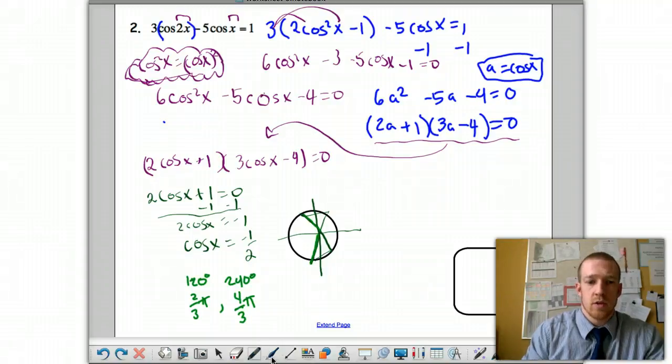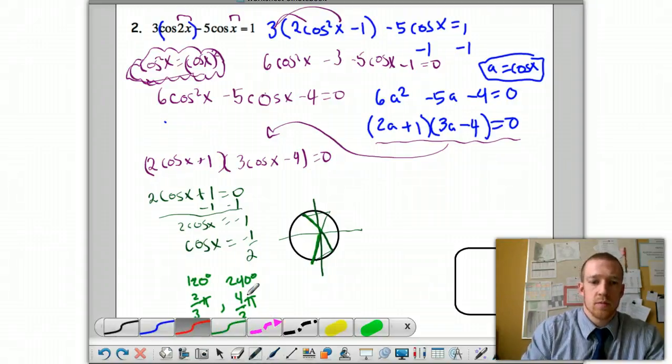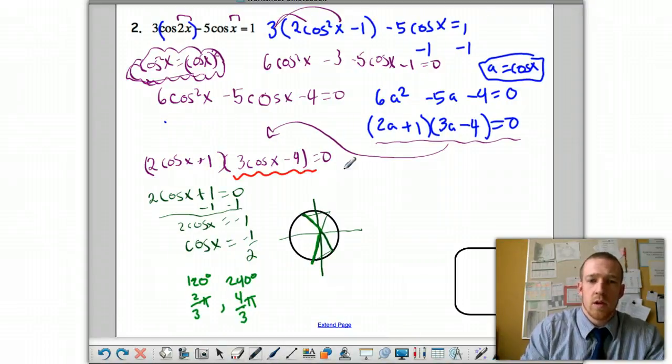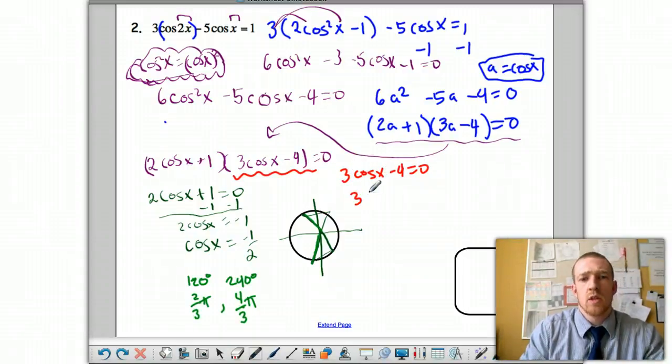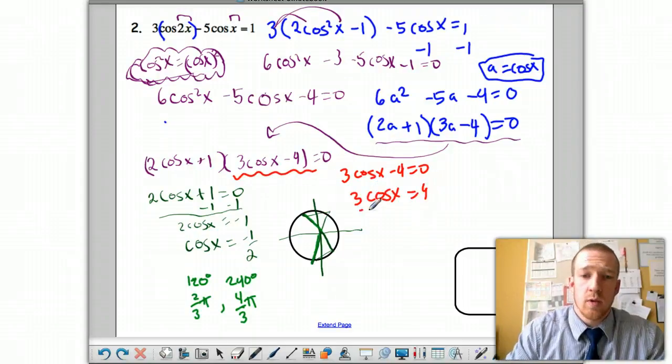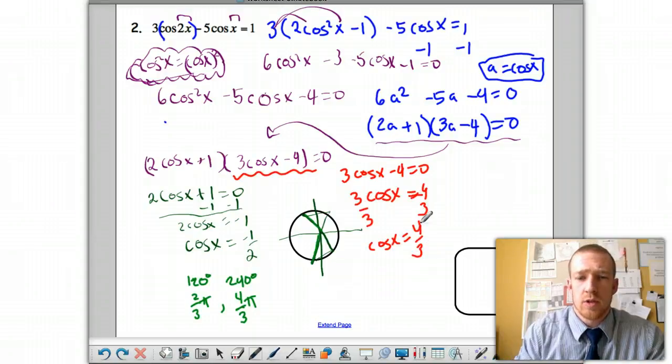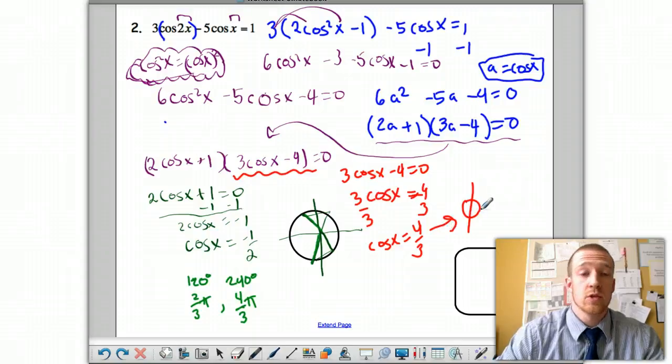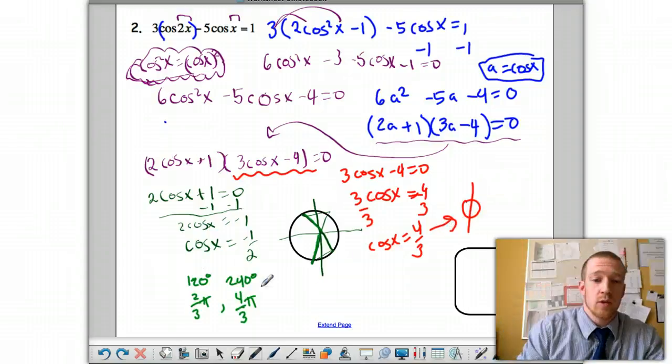Alright, and then I go to solve this one. We got 3 cosine x minus 4 equals 0. So add 4 to both sides, and I get 3 cosine x equals 4. And when I divide by 3, that gives me cosine x equals 4 over 3, which is not possible. So we get no more solutions or roots to that equation. So these are my only answers.